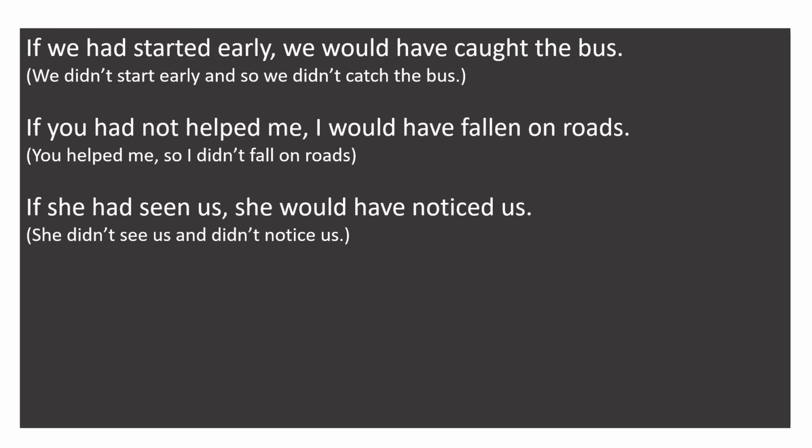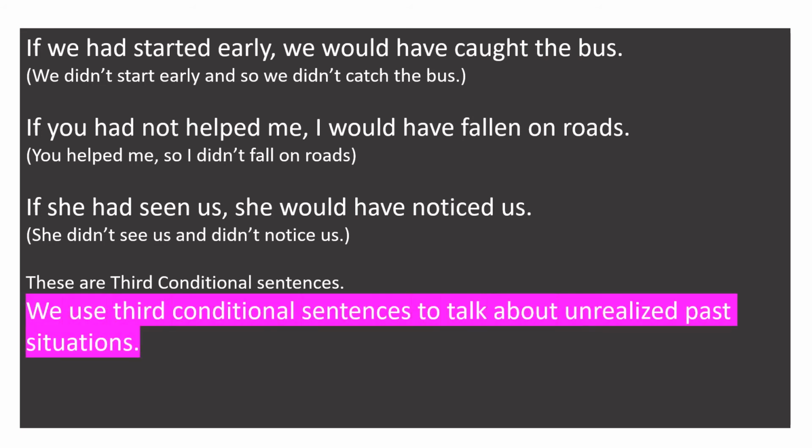So from all these three examples, what we can understand is that these are third conditional sentences, and we use third conditional sentences to talk about unrealized past situations. We talk about past situations that were not realized, they were not accomplished.